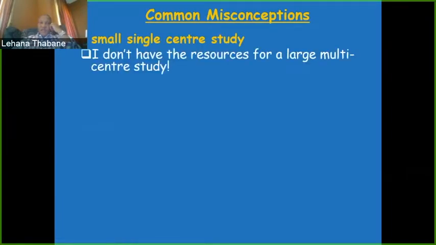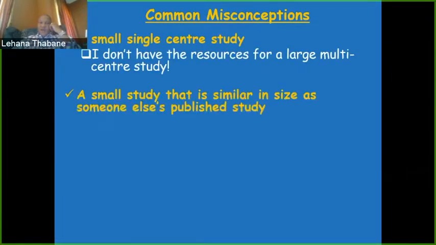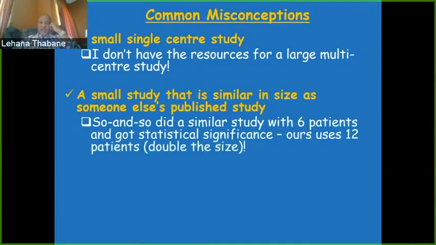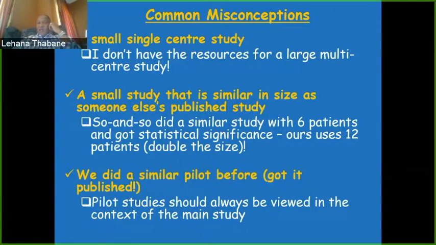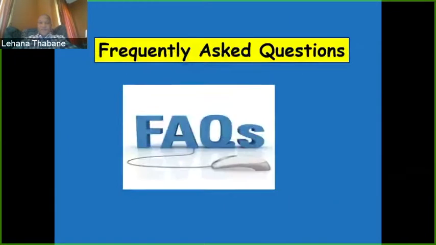So these are some of the misconceptions that I've come across. A single center study, I don't have the resources for a multi-center study. So-and-so did a similar study, and they got statistical significance. Ours uses 12 patients, which is double the size, and therefore we'll still call it a pilot. We did a similar study before and got it published. Typically, these are unfortunate excuses which are really mischaracterizing what a pilot or a feasibility study is. Bear in mind that really it derives its name from the goal of assessing feasibility.